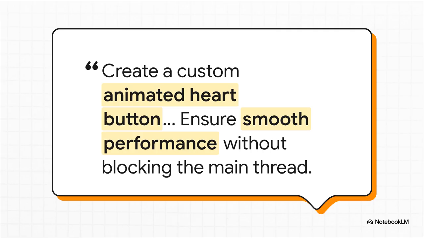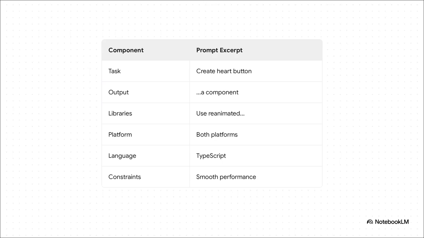Just take a second to read that. This is a request for a pretty complex piece of UI, right? But it's specific, it's packed with context, and it sets really clear expectations for quality. This is what a professional-grade prompt looks like. And now, here's that aha moment. Look at how perfectly that prompt maps to our blueprint.